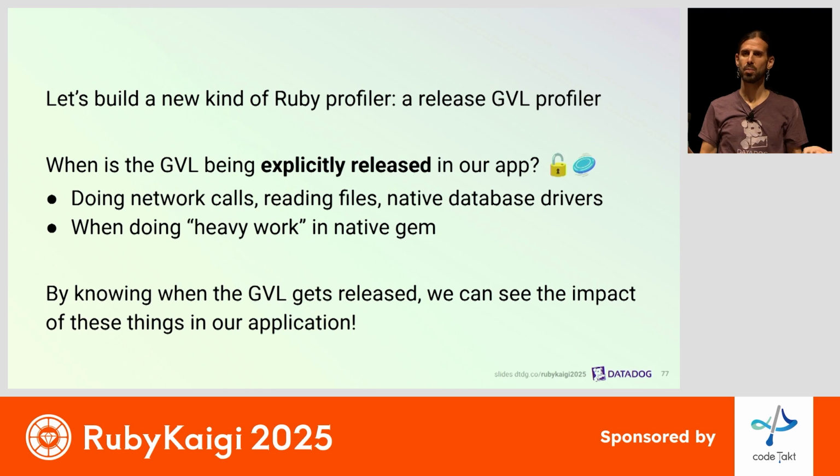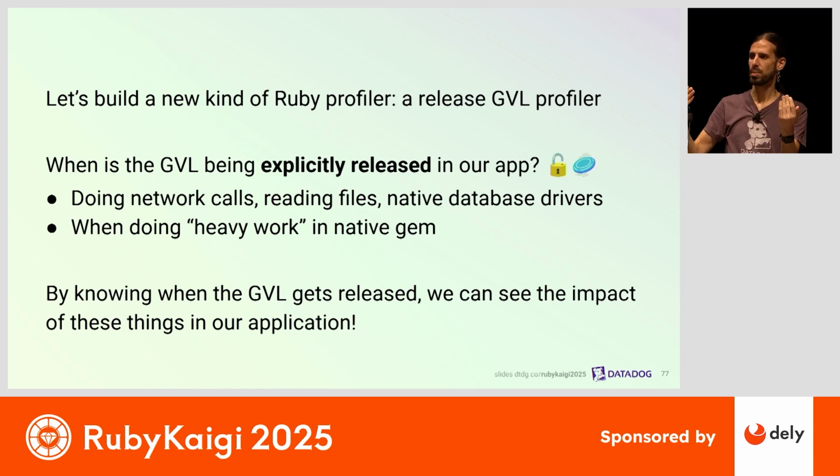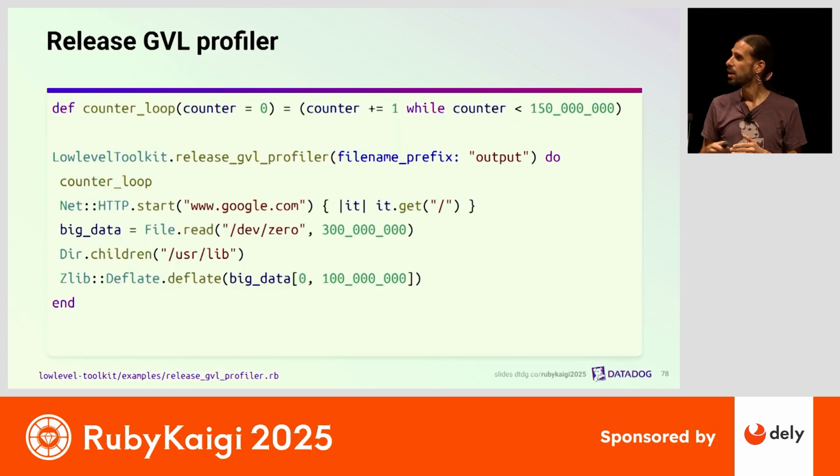And by knowing when the GVL gets released, we can see the impact of this, which is basically also places in our application where Ruby will switch away from the current thread. So if you have multiple requests, you might go from the current request to another one because Ruby has released the GVL. And here's an example of some code that we want to profile with our release GVL profiler.